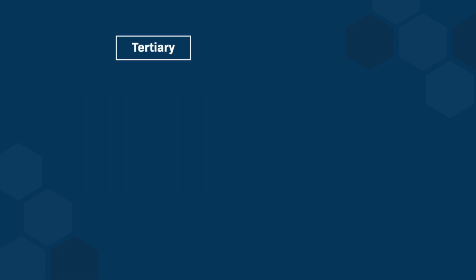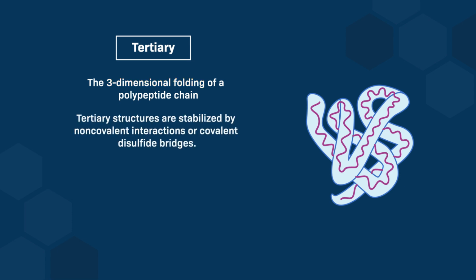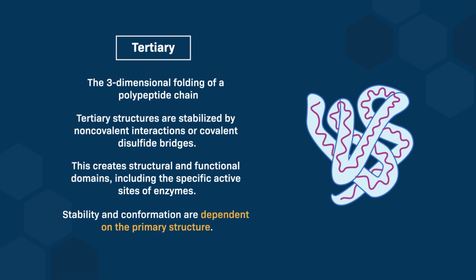The tertiary structure of a protein refers to the three-dimensional folding of the polypeptide chain. It is stabilized by either non-covalent interactions or covalent disulfide bridges. The tertiary structure creates structural and functional domains that are responsible, for example, for the specific activity of enzymes. The stability and the conformation of the tertiary structure depends on the primary structure. Any changes or mutations in the primary structure might affect either the stability or the activity of the protein.